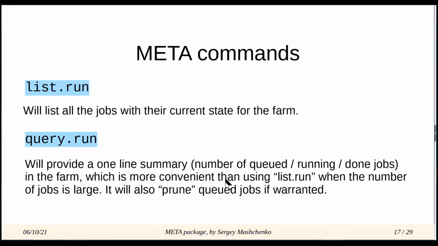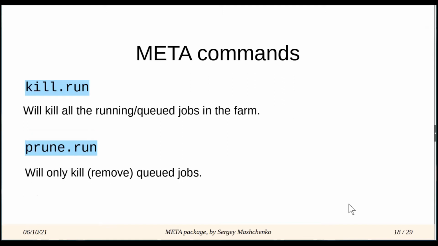The other auxiliary commands: list.run. If the number of meta jobs you submit is fairly small, this is the one to use. It will list all the jobs belonging to this farm with their current state. For larger serial farms, it's more convenient to use query.run. It will provide a one-line summary: the number of queued, running, and finished jobs. So usually it's more convenient.